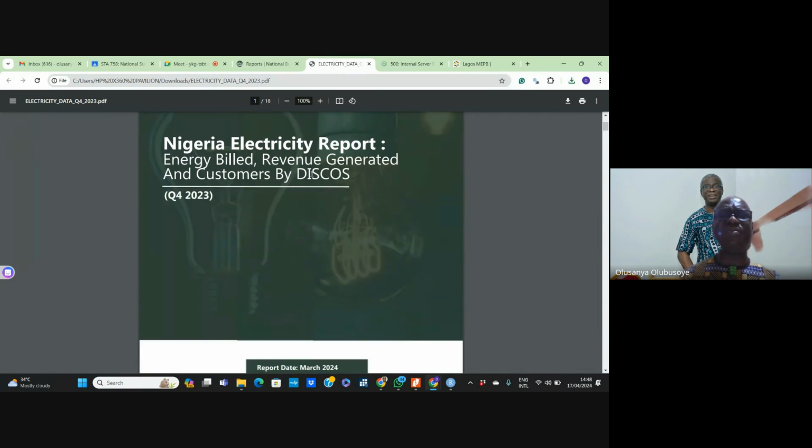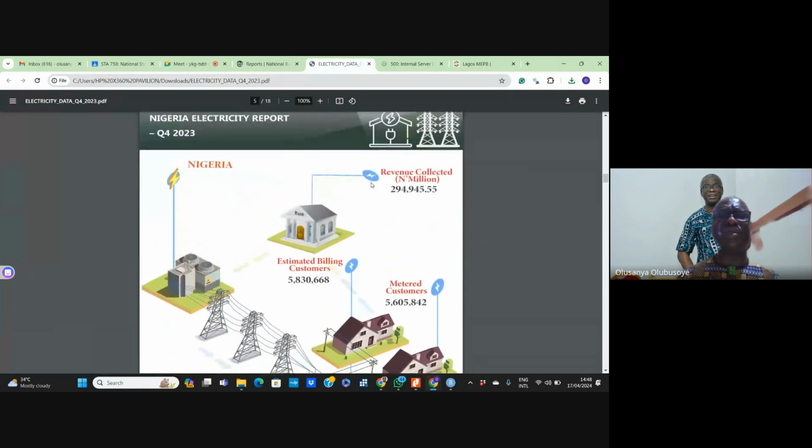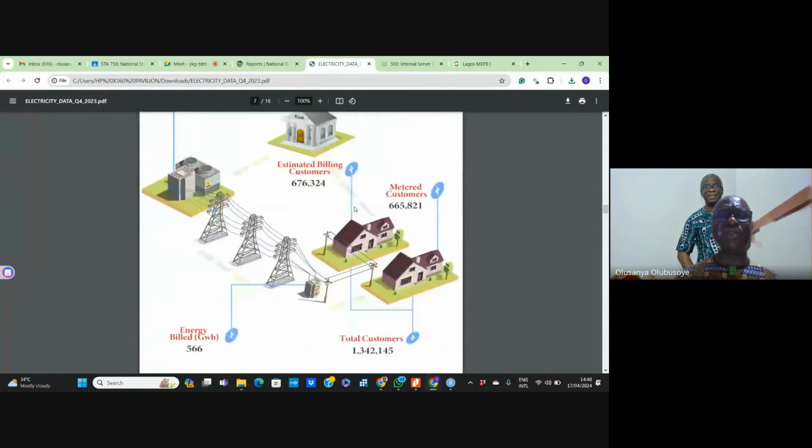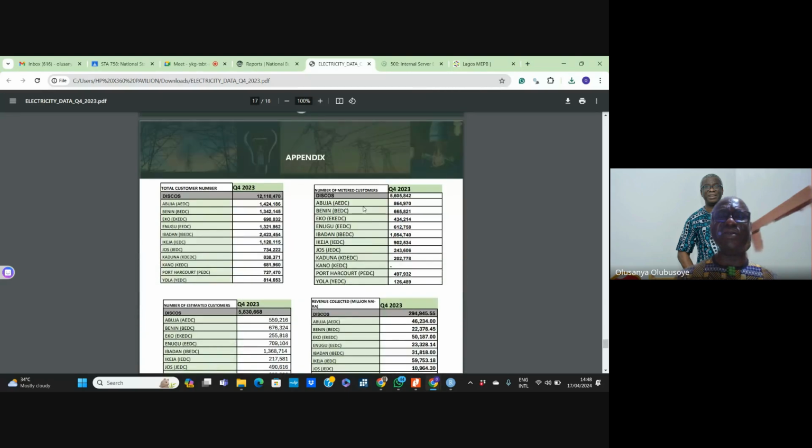Nigeria electricity report, energy bill revenue. They generate reports telling us how many discos. In the report, they also tell the methodology they used to collect the data. They analyze it, they tell you their findings and all of that. So you can see this is total customer number by discos. By Q3, Ibadan, IBEDC, has over 2 million customers. Out of that, those who have meters are not even up to half, only 1 point something million.